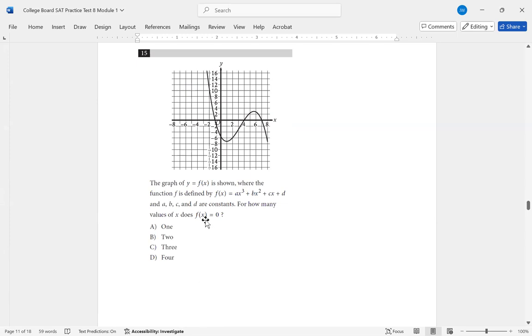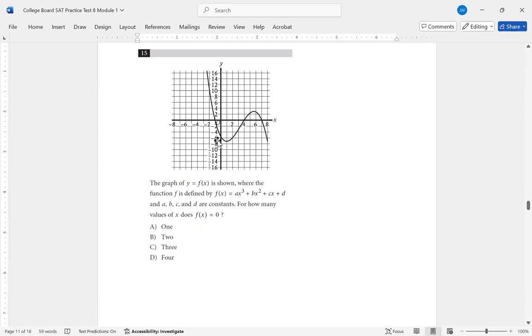Question 15. The graph of y equals f of x is shown, where the function is defined by f of x is equal to ax to the third plus bx squared plus cx plus d, and a, b, c, and d are constants. For how many values of x does f of x equal 0? So this is a third degree polynomial function, which means that the number of times we can cross the x-axis is 3. Crossing the x-axis means that my output is 0.